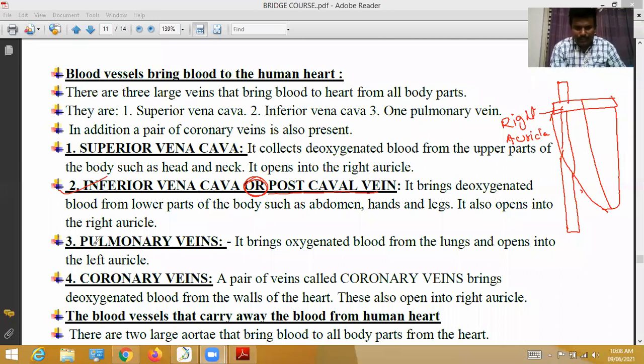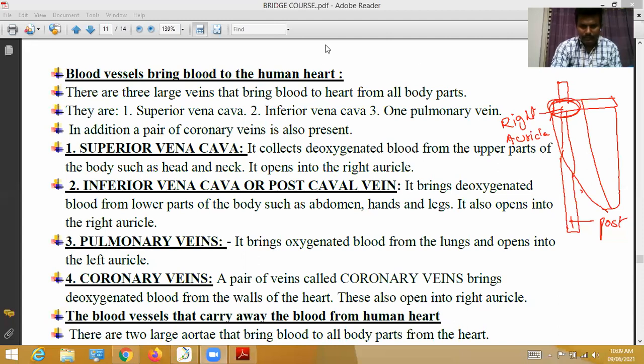It also opens into the right auricle. So this is the postcaval vein, or inferior vena cava. It also opens into the right auricle. Next, and one more.